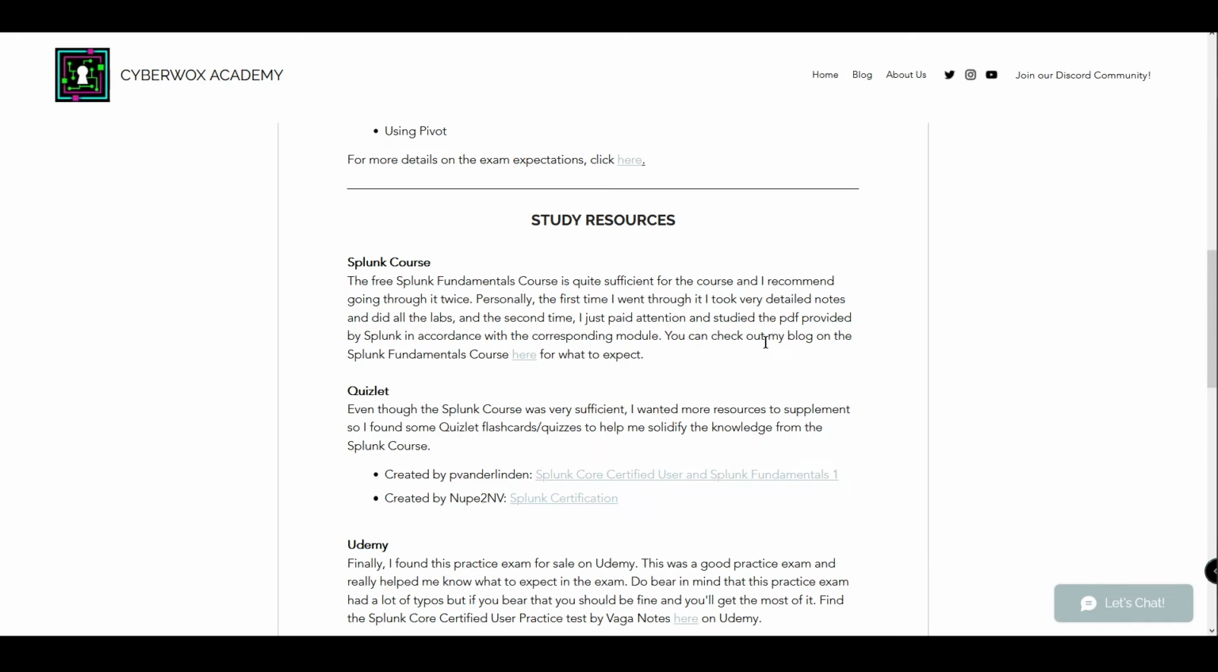They also recommend not doing the labs in a production environment. So if you have Splunk in a production environment, like at your work, you just don't do it. I think it's going to void the license. But just build a Splunk lab in your home lab and work through the labs as provided by Splunk.